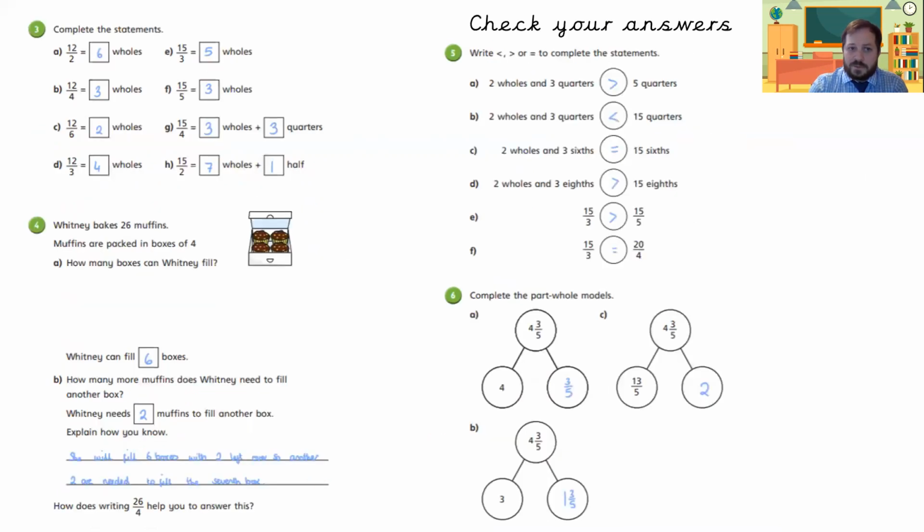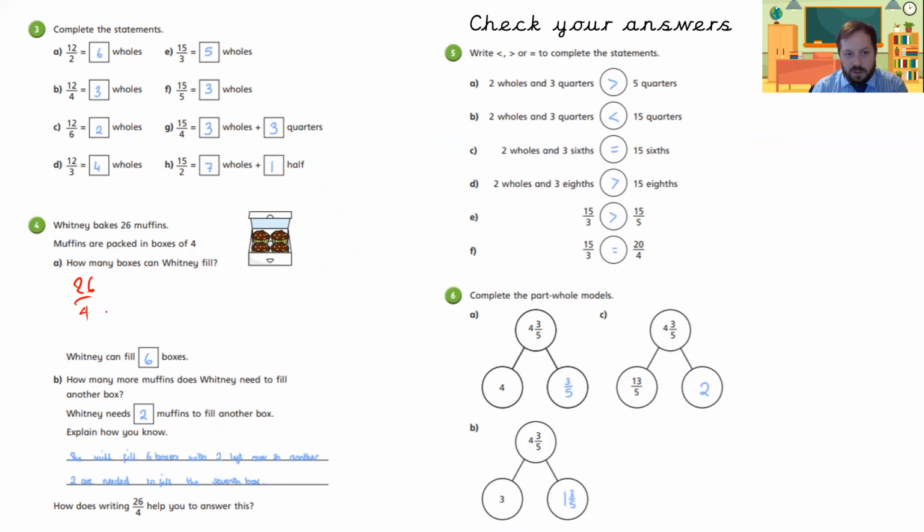So our answers. The first one's just up here. First off, are relatively straightforward. You're just converting them into wholes. And then the last two have a few left over. The next one, Whitney takes 26 muffins. And they're packed in groups of 4. So we've got 26 fourths. How many boxes, the whole boxes, will she fill is what we're asking.